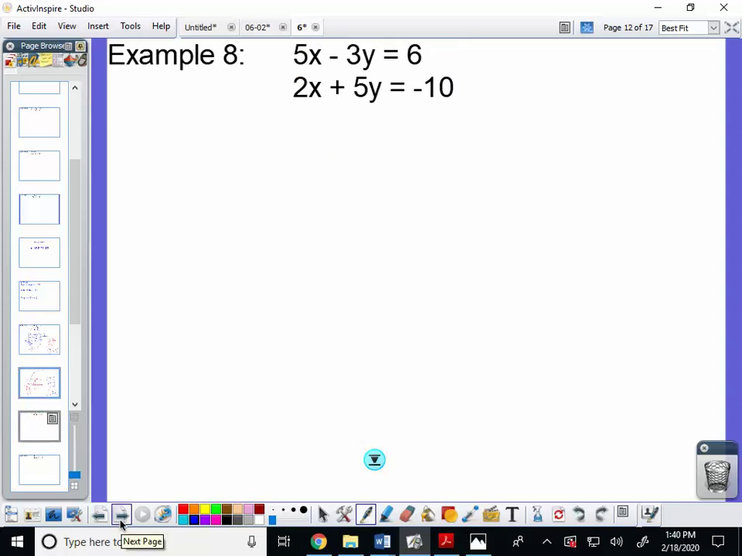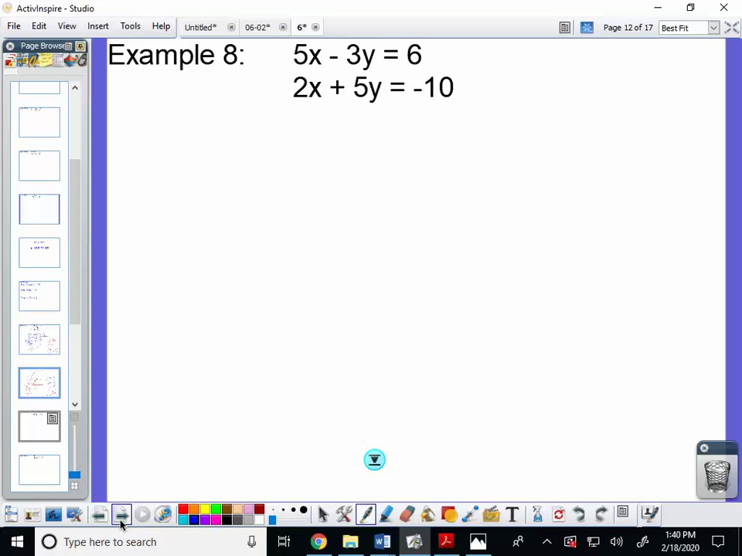This one's a little bit different. Make sure you get it copied down. 5x minus 3y equals 6, and 2x plus 5y equals negative 10. Do I currently have opposite terms? No. Anybody have a thought as to what we could do to make opposite terms?